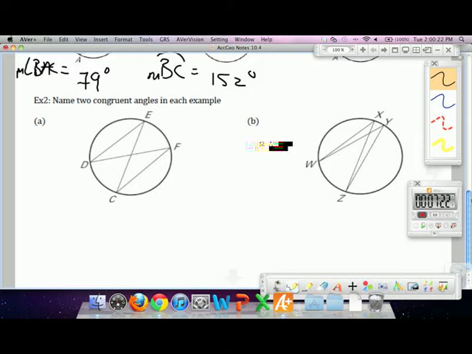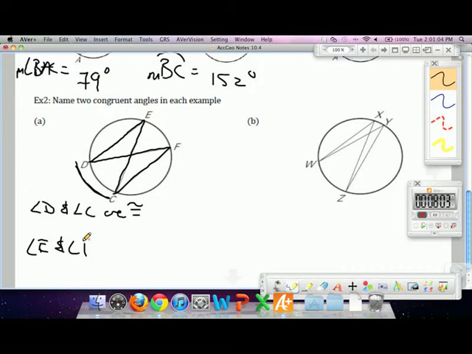So let's find two pairs of congruent angles. I believe Abby already said that angle D and angle C are congruent. We got one pair of congruent angles. Can you find another pair of congruent angles in this picture? Angle E and angle F both intersect arc DC. So angle E and angle F are also congruent to each other.